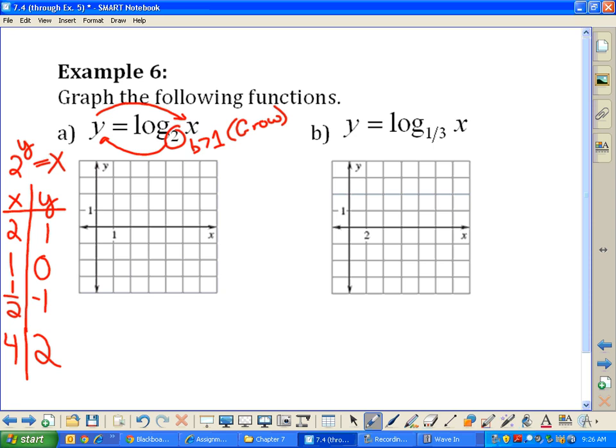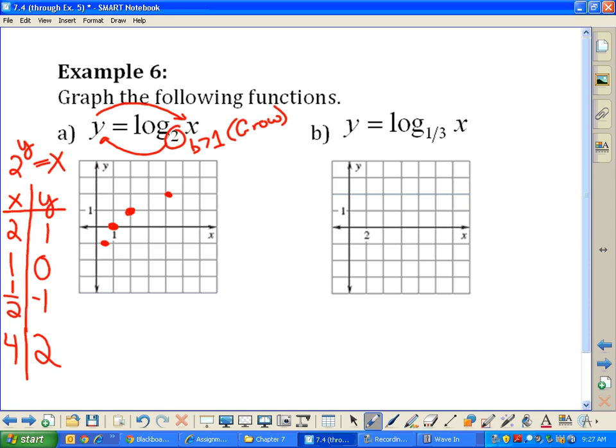For instance, I'll graph the point 2, 1. So over 2 and up 1. And then 1, 0. That's another point I found in my t-chart. And then 1/2, -1. And then all of a sudden we go over 4: 1, 2, 3, 4, and up 2.